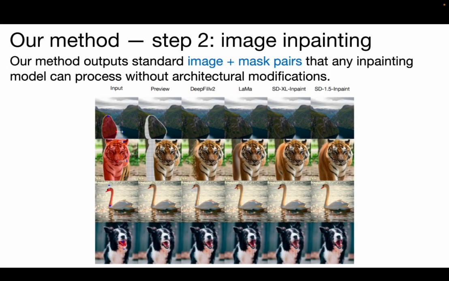A key advantage of our approach is its compatibility with different inpainting models. As shown in these examples, we can seamlessly integrate various inpainting methods including DeepFill version 2, LaMa, and different Stable Diffusion inpainting models simply by providing them with our warped preview image and inpainting mask. While our implementation is based on Stable Diffusion, this modularity ensures that as better inpainting models emerge in the future, they can be directly incorporated into our drag editing framework without any modifications.